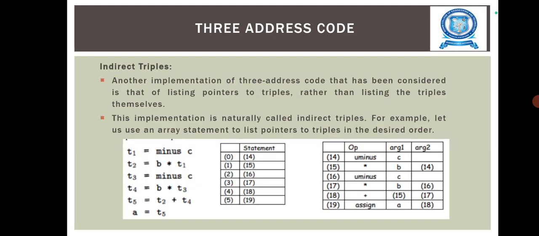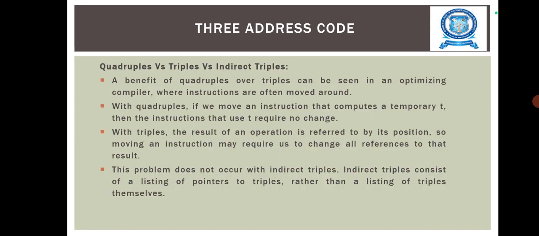Indirect triples. Another implementation of three address code that has been considered is that of listing pointers to triples, rather than listing the triples themselves. This implementation is naturally called indirect triples. For example, let us use an array statement to list pointers to triples in the desired order. The given diagram shows an example for the indirect triple.